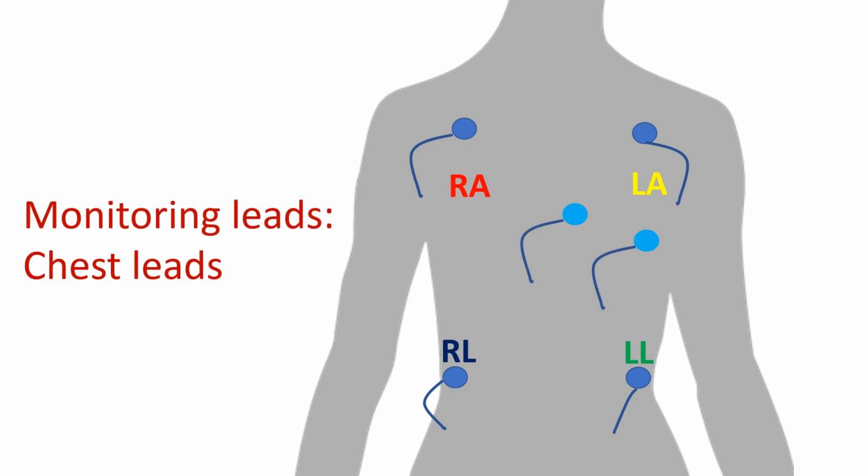Most modern monitors have the option to use chest leads in addition to limb leads. When chest lead monitoring is needed, additional electrodes are placed on the chest. Chest lead monitoring is useful in picking up ST segment changes. ST segment changes occur when there is a decrease in blood supply to heart muscle. This may be associated with chest pain.